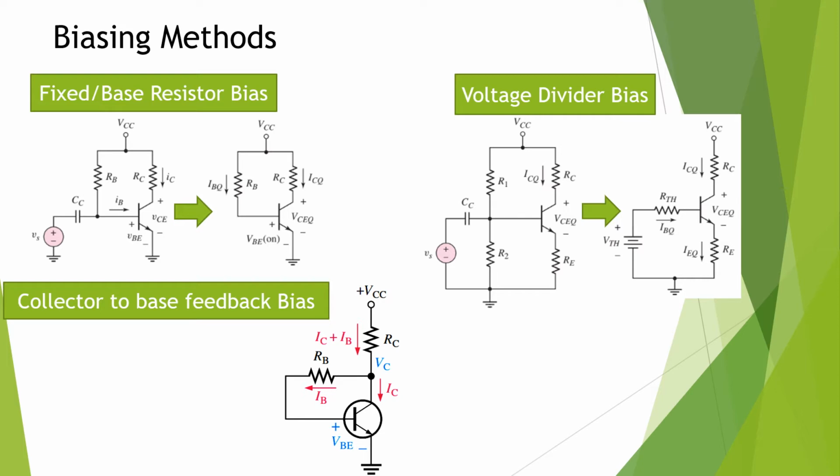In this, CC is the coupling capacitor. Always the coupling capacitor is used to isolate the signal source from the DC supply. As we all know, the capacitor allows only the AC signal, and it will block the DC. So it is a simple circuit which can be used to bias the BJT in the active mode.